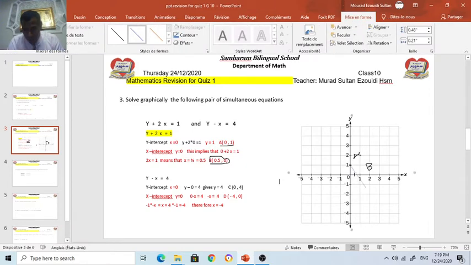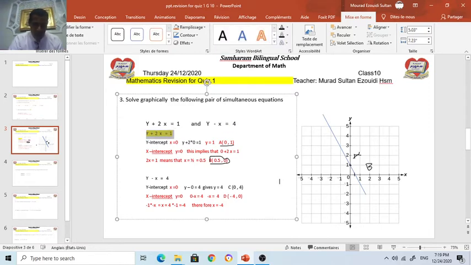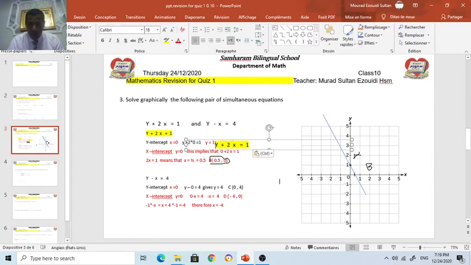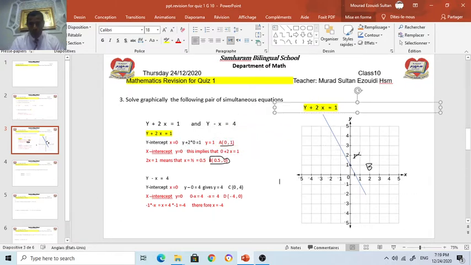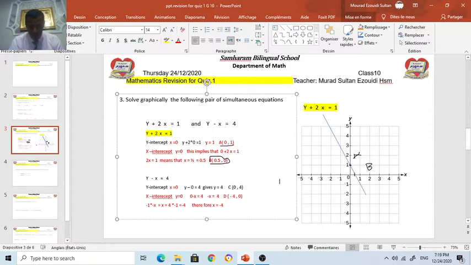I will extend it. Okay, like that. This is the first equation. I will extend this one, my learners. Okay, this is the first equation. I will make a copy, then come here to do it here. Copy. This one, my learners, is the first equation. Now we move to the second one.